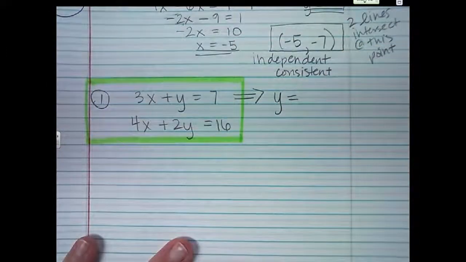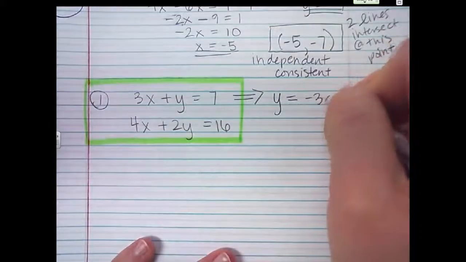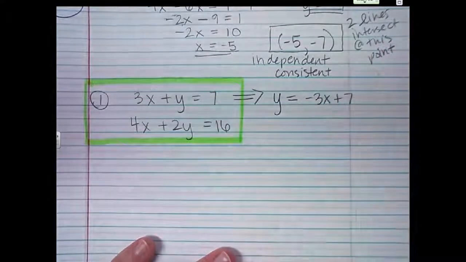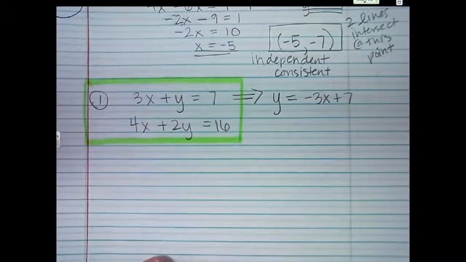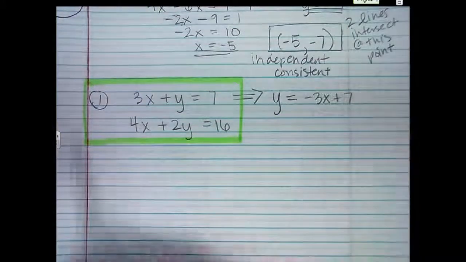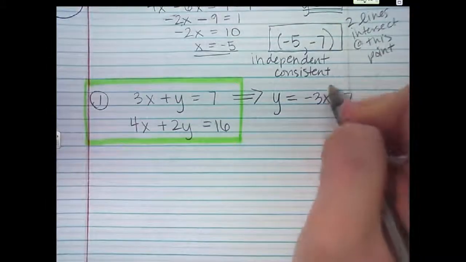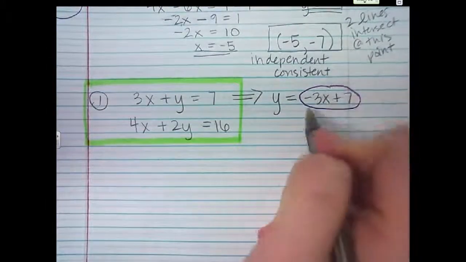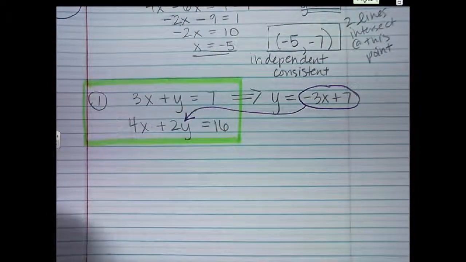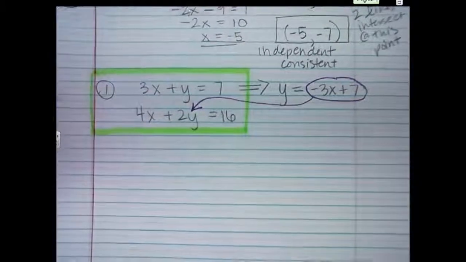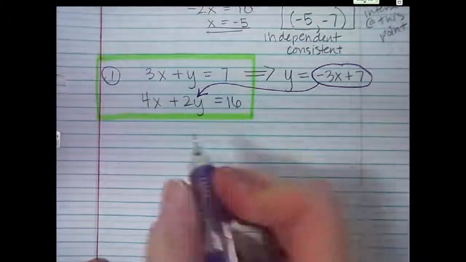What would y equal? Good. Negative 3x plus 7. So you could solve for x if you wanted to, but you would get ugly fractions. If we can avoid it, we want to avoid it. Okay, so now I got y by itself. So I take this whole thing and I put it into this y right here. Make sure you go to the other equation. Don't go back to the same one you just solved for.